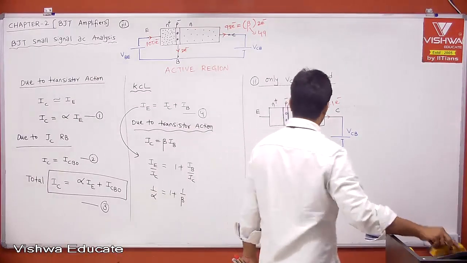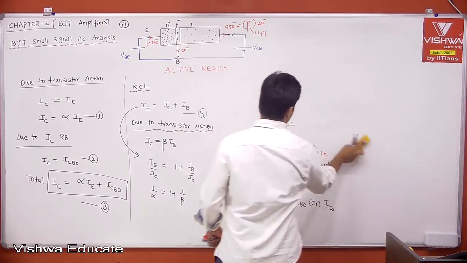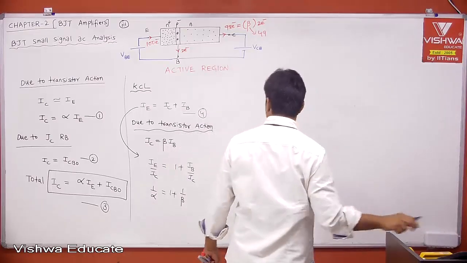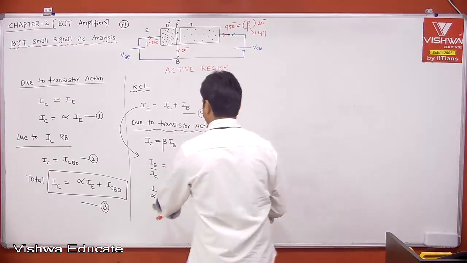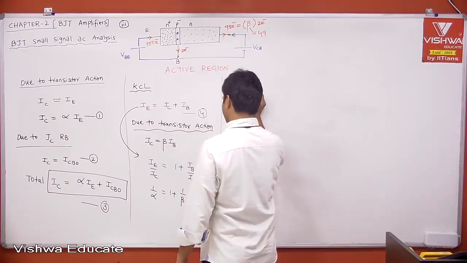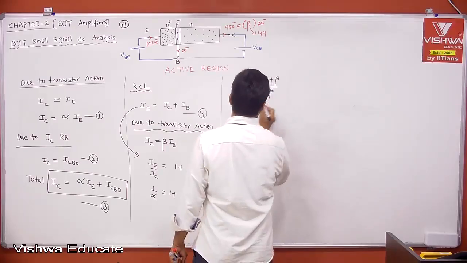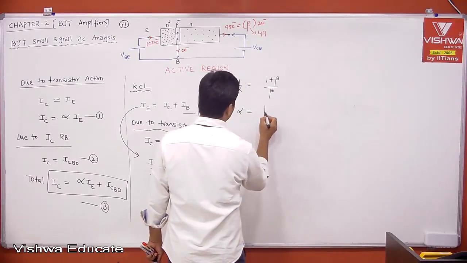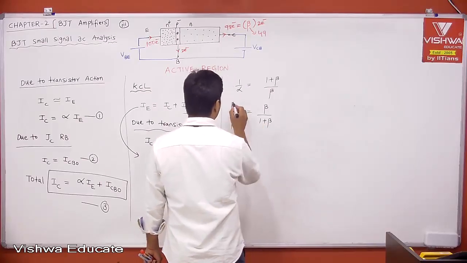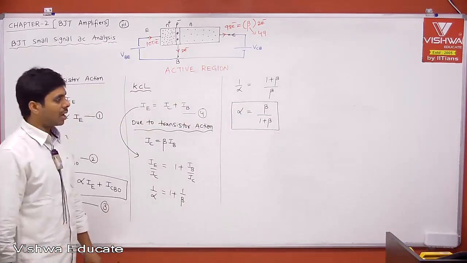Therefore, 1 by alpha is equal to 1 plus beta by beta. Then what is your alpha? Alpha is equal to beta divided by 1 plus beta. This is the relation between alpha and beta due to transistor action.